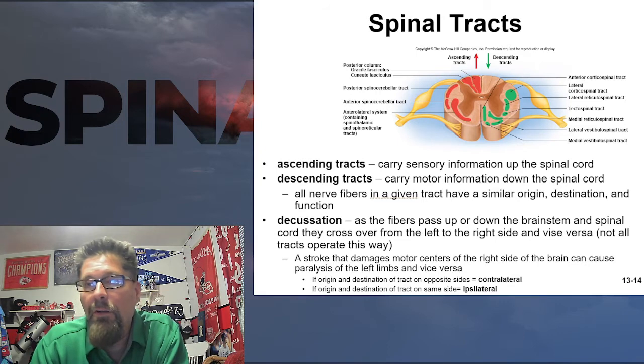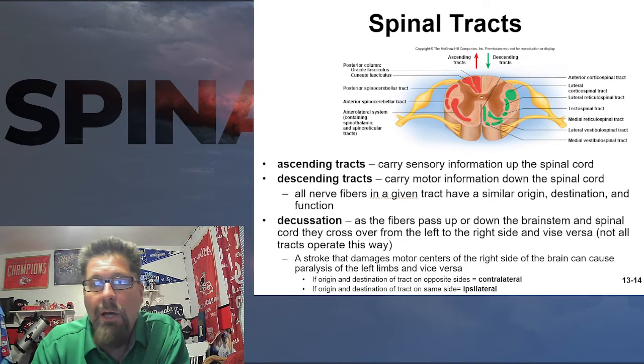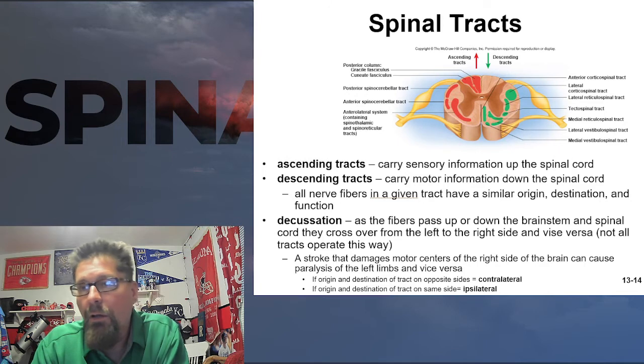Looking at the diagram beside me, kind of diagonal, the red is designated as the ascending. They're not really red in the spinal cord, but the areas that you'll find them are highlighted in red, and the descending are green. So you'll notice that not only are they on opposite sides, but they're, for the most part, on opposite ends or edges of the white matter.